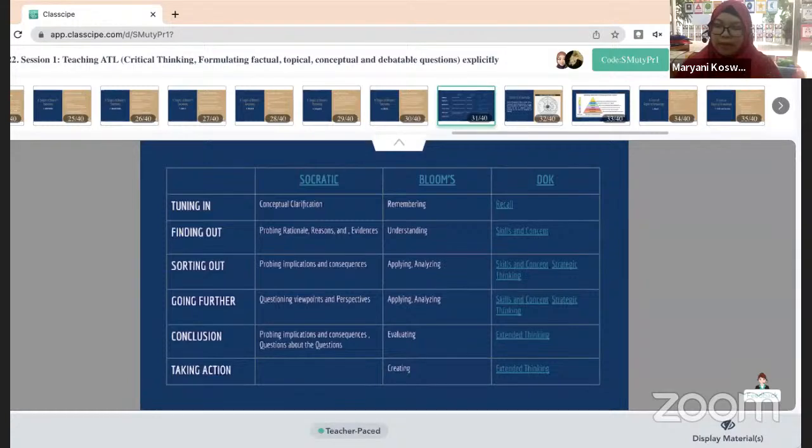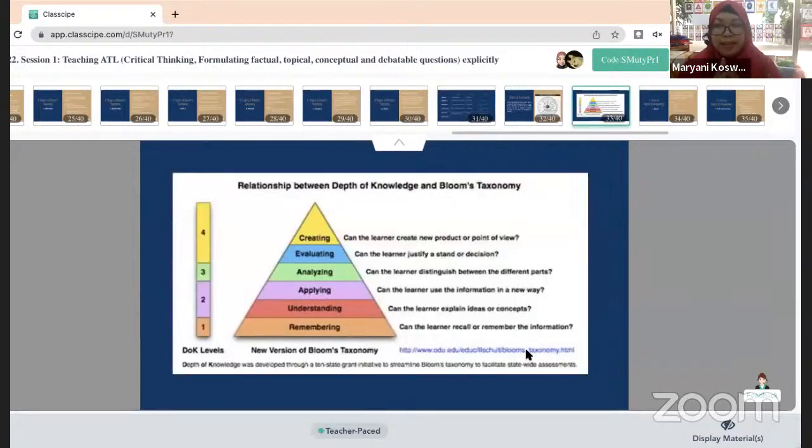Level 1 is similar to Bloom's taxonomy of remembering. And then level 2 is similar to understanding and applying in Bloom's taxonomy. And then level 3, analyzing. Level 3 of depth of knowledge is similar to analyzing in Bloom's taxonomy. And level 4 is similar to evaluating and creating in Bloom's taxonomy. So this is the relationship.